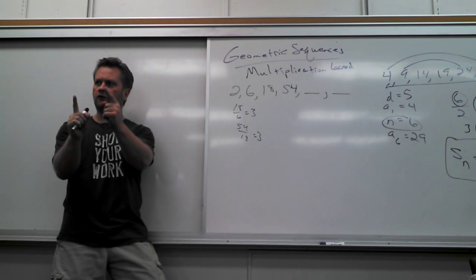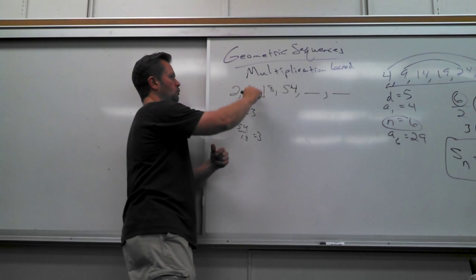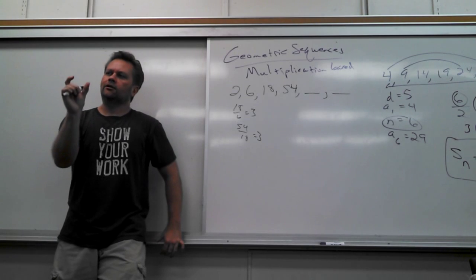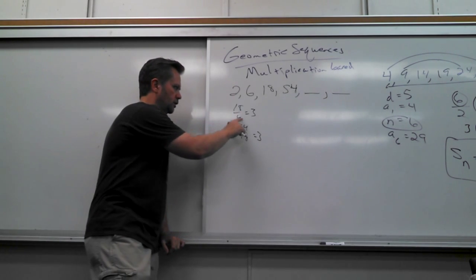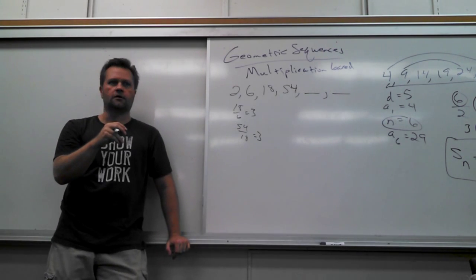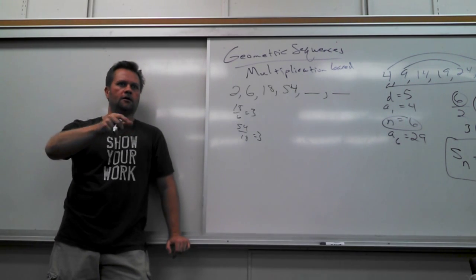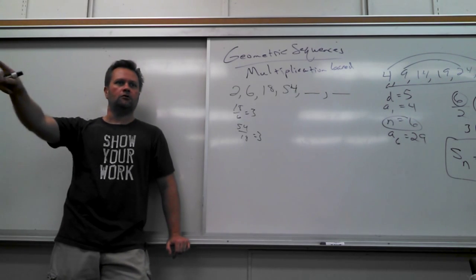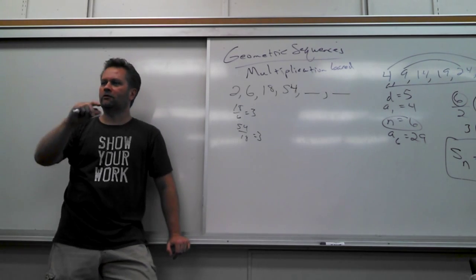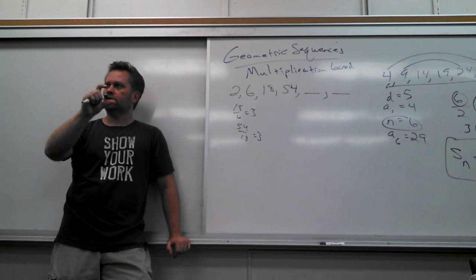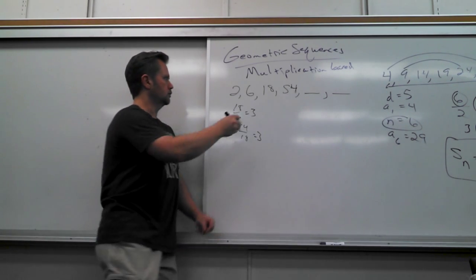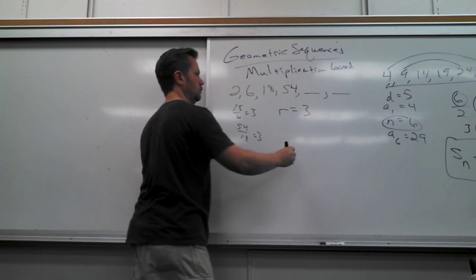D was the common difference, because to check whether it's arithmetic, I take one term and subtract the one before it, then take the next one and subtract the one before it. So we use the letter D for the difference. What am I creating here? Well, let's not use a D again. I like quotient, but we don't use Q. These are all ratios, so we're going to use R for common ratio. So here, R is 3.